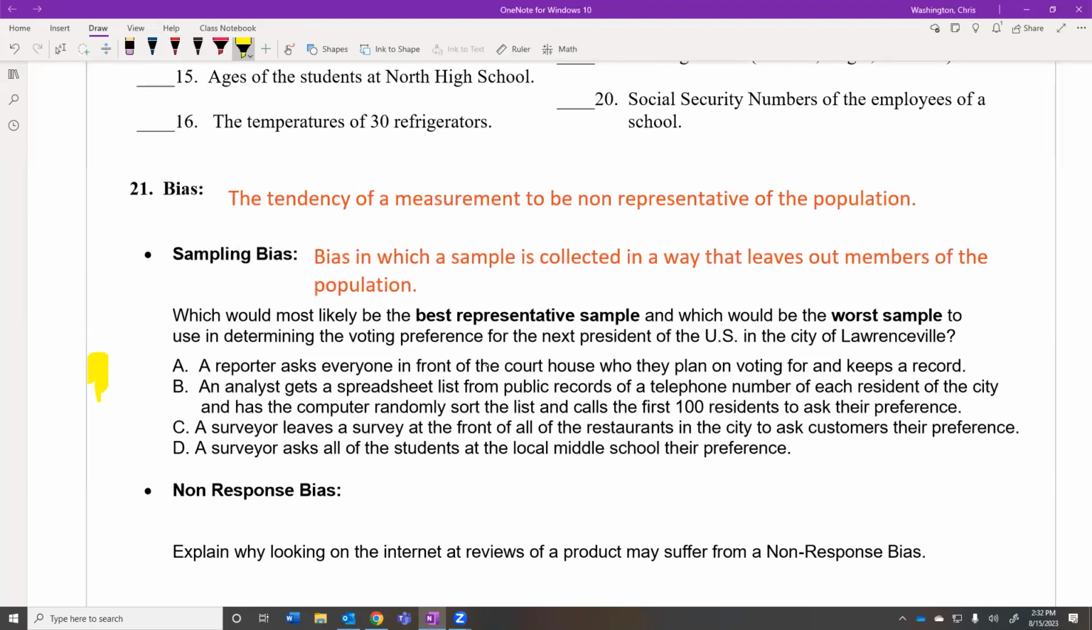Probably B. I would agree. The highlighter is not really going to work, so let's click on the pencil. B is probably the best. If we were to explain why B is the best, what explanation might we give for that? Random. It is absolutely random. It said it right there: does every member of the population have an equal chance of being selected? Yes. So it is probably very representative of the entire population.